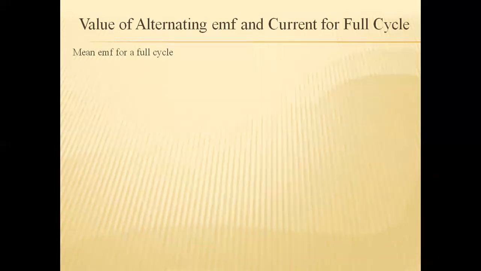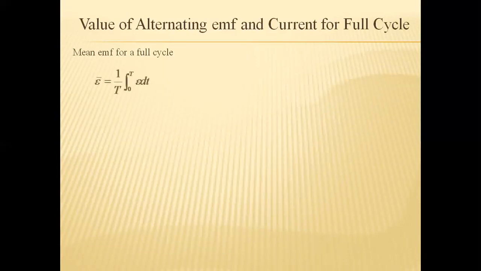So, no more delay, we firstly discuss the value of alternating EMF and current for a full cycle. Firstly, the mean EMF for a full cycle. We know that the time period of a full cycle is capital T. When the current equation is integrated, we get the whole current or EMF, and if we divide this main equation with respect to time t, then we get the mean EMF value.